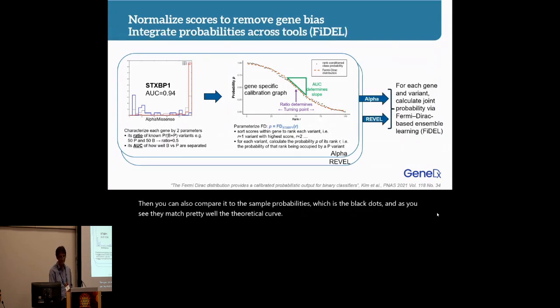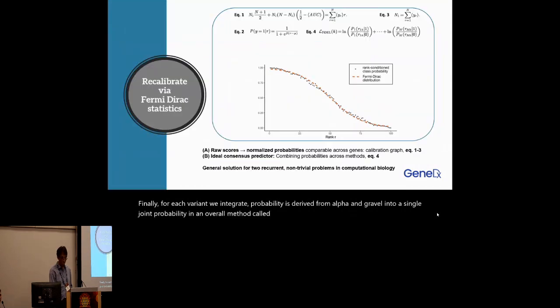Finally, for each variant, we integrate probabilities derived from AlphaMissense and REVEL into a single joint probability in an overall method called Fidel. And here's a little bit about the details. Fermi-Dirac models the thermodynamic equilibrium of particles across quantum states by maximizing their entropy. And we interpret this as a non-parametric estimate of the rank condition class probability.